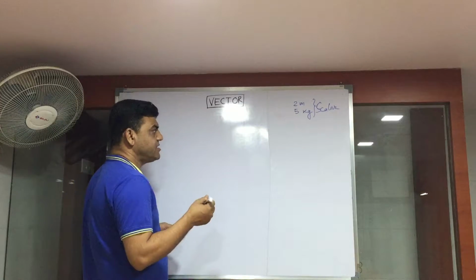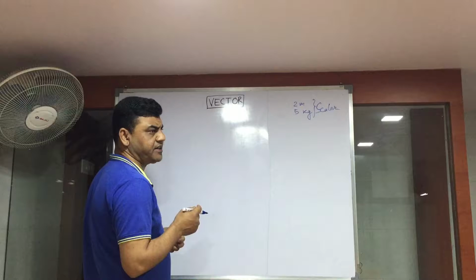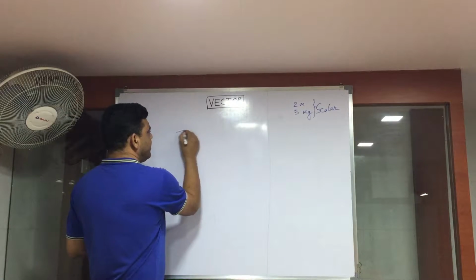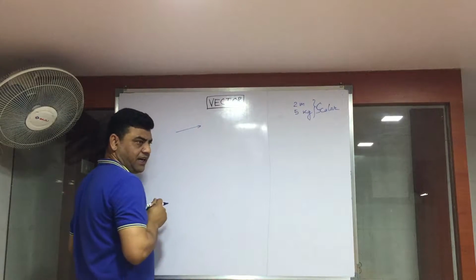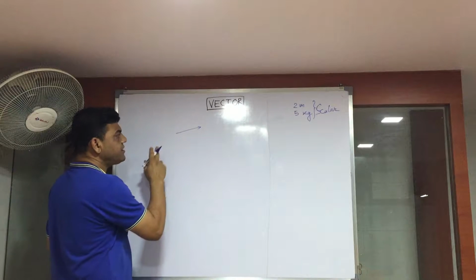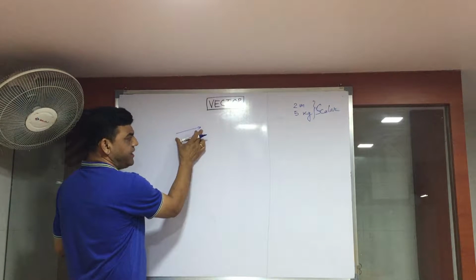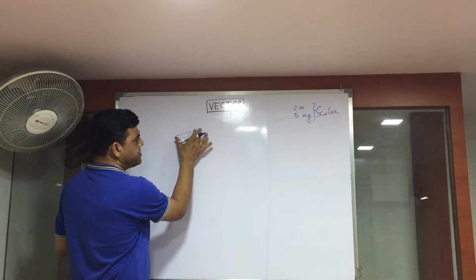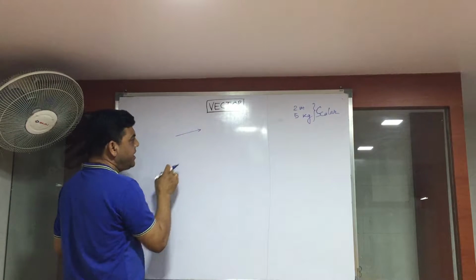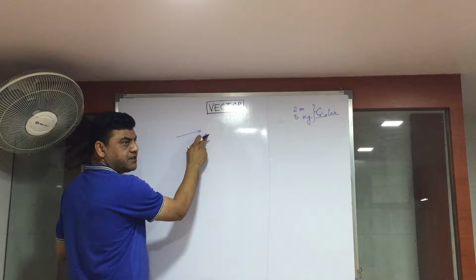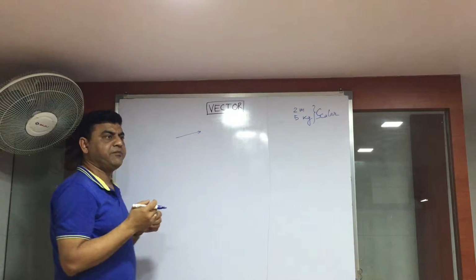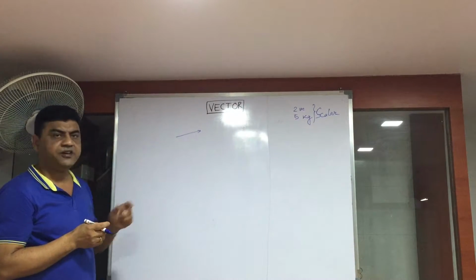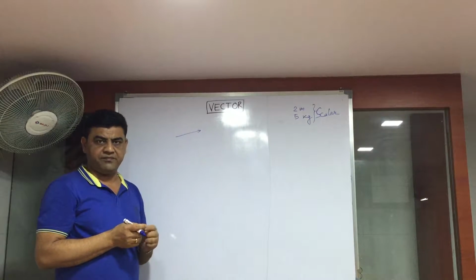Mathematically or symbolically, we represent a vector by a bar or a line with a direction. So the length of this vector is its magnitude, and the direction defines its direction, which is the second parameter of a vector. We need to define both of them.